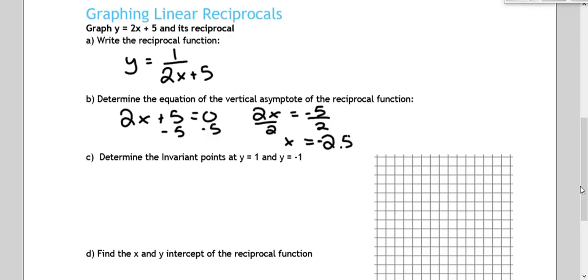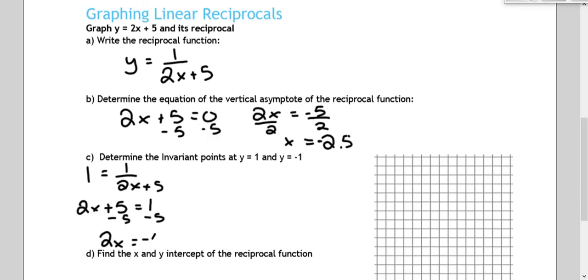Determine the invariant points. All we have to do is sub in 1 for the equation. So 1 is equal to 1 over 2x plus 5. 2x plus 5 is equal to 1. Subtract 5 over. 2x is equal to negative 4. Divide by 2, and we get x is equal to negative 2. So that means we have a point at negative 2, comma 1.